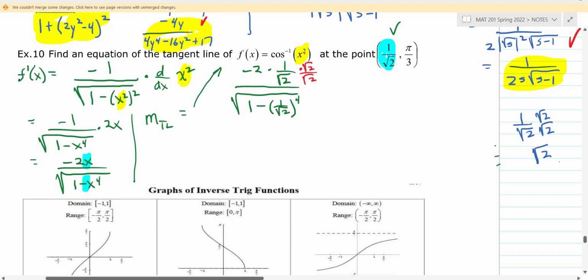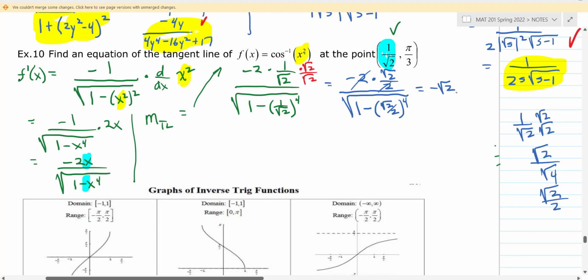So that would give square root of 2 over square root of 4. So that's square root of 2 over 2. So I'm going to write this in my next step as -2 times square root of 2 over 2. And then in the denominator, I'm going to go ahead and write this as 1 minus square root of 2 over 2 to the 4th power. Okay, so notice that cancels out, so that gives you negative root 2.